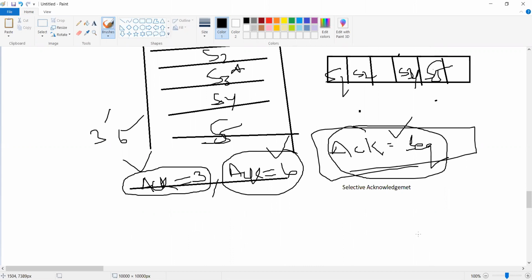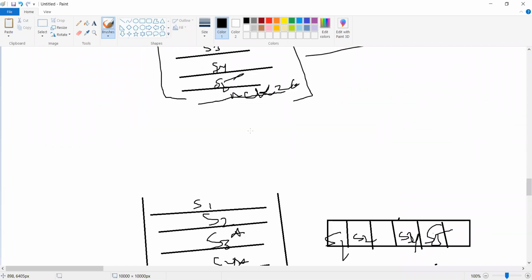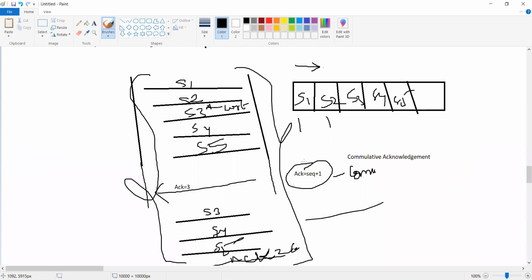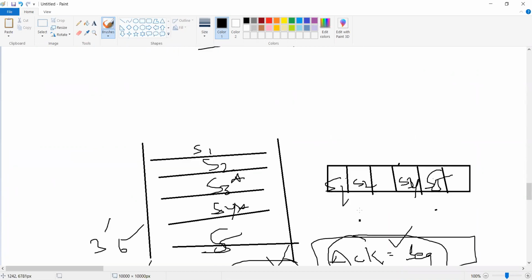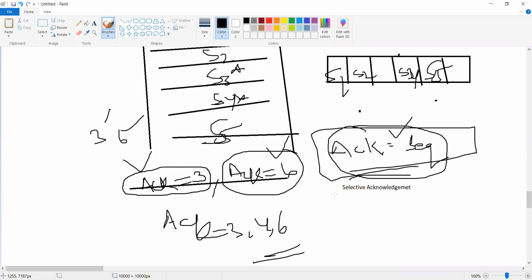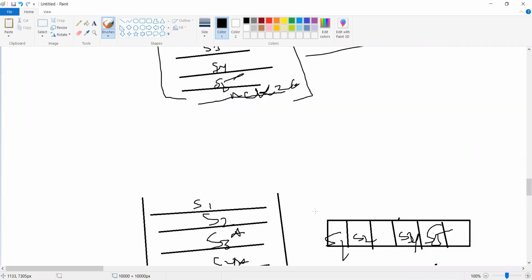So if segment 4 also lost, then acknowledgement will be sent as 3 and 4, right? Correct. 3, 4, 6, right? Yeah, your ACK will be sent as 3, 4, 6. But in the cumulative case, it only sends 3. It is not accepting the remaining, so that's the reason why it is set to this one. But here in this case, it is accepting, in case of selective acknowledgement. Are you clear? Okay, yeah, it's clear.